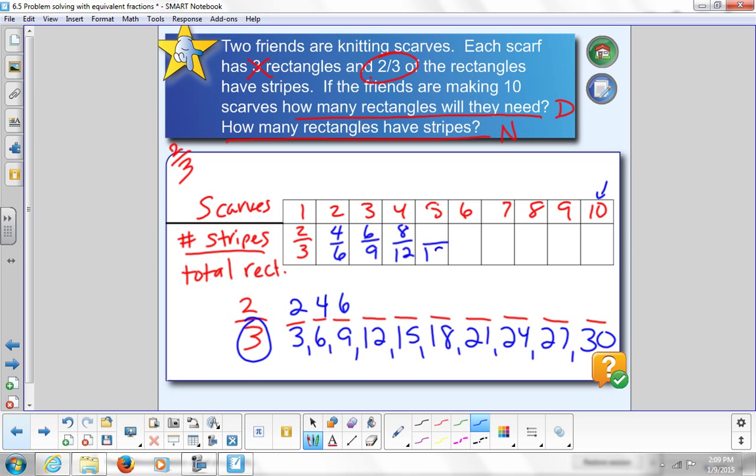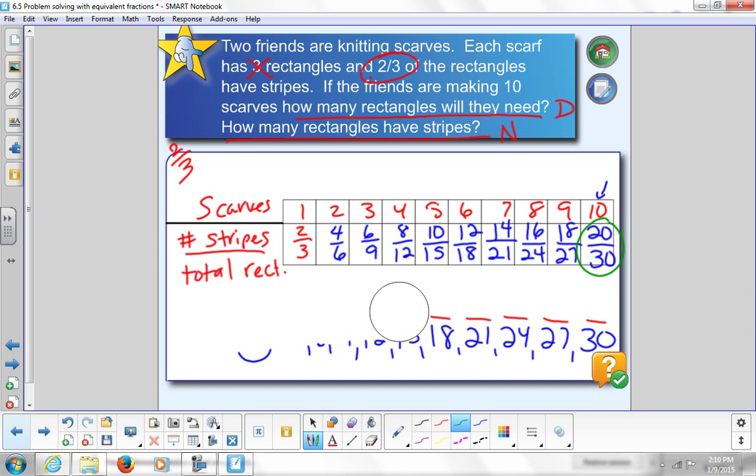3 times 5 is 15. 2 times 5 is 10. 3 times 6 is 18. 2 times 6 is 12. 3 times 7 is 21. 2 times 7 is 14. 3 times 8 is 24. 2 times 8 is 16. 3 times 9 is 27. And 2 times 9 is 18. 3 times 10 is 30. 2 times 10 is 20. So our actual answer is this one right here, 20 over 30.